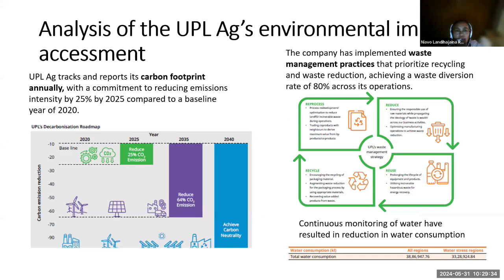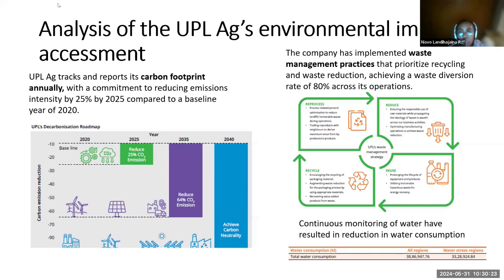Let's now move to the assessment of their environmental impact. UPLHG tracks and reports its carbon footprint annually, with a commitment to reducing carbon emissions by 25% by 2025 compared to the baseline year of 2022. These are the carbon emission reductions done by the company and their objectives for the next year and then to 2040, they want to achieve carbon neutrality.